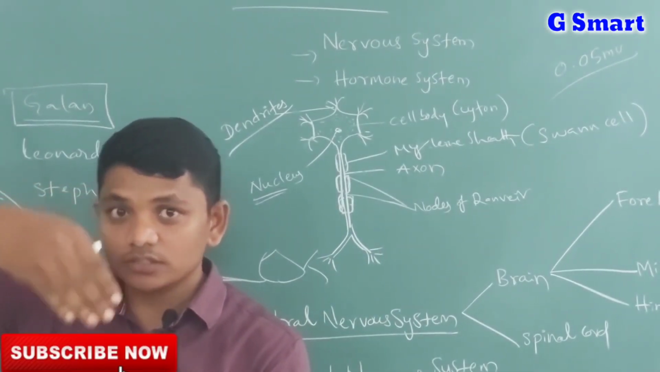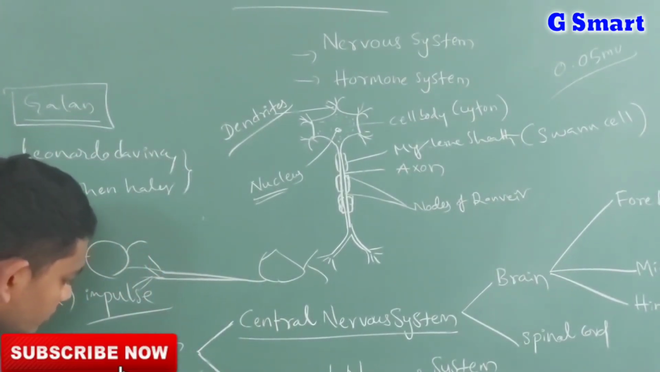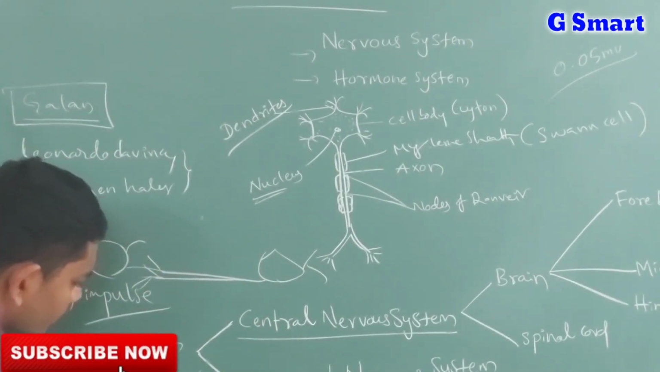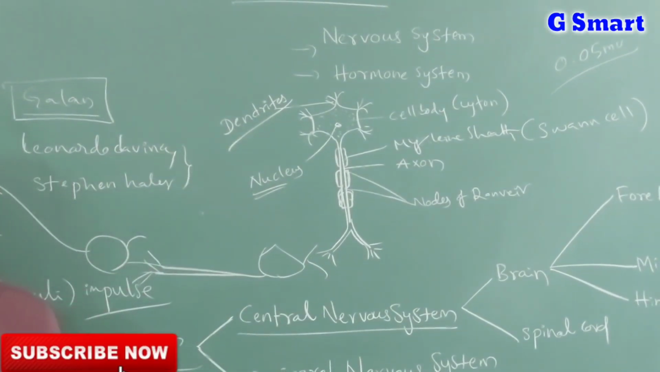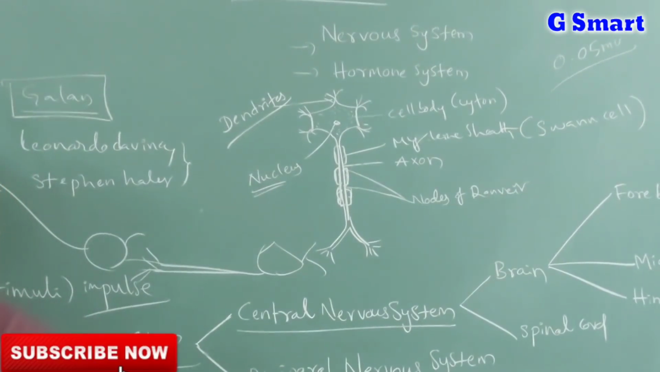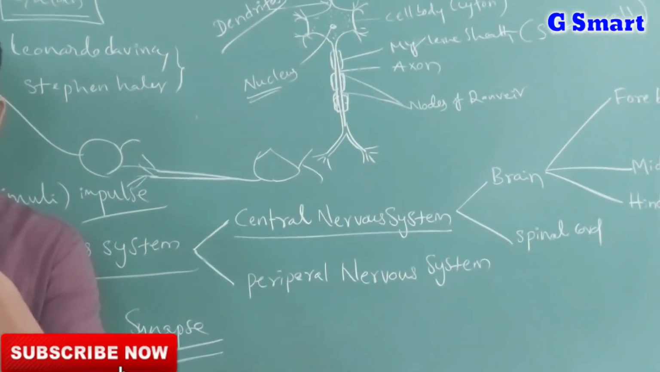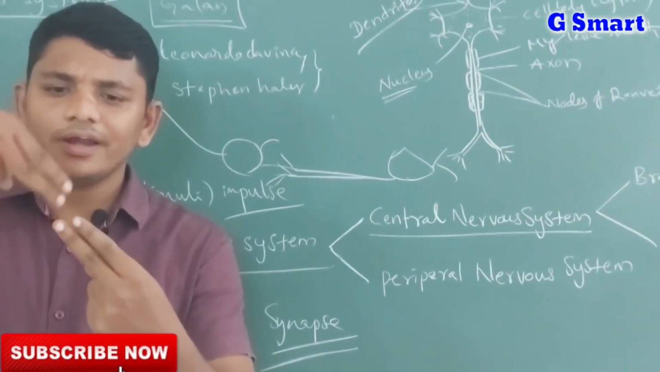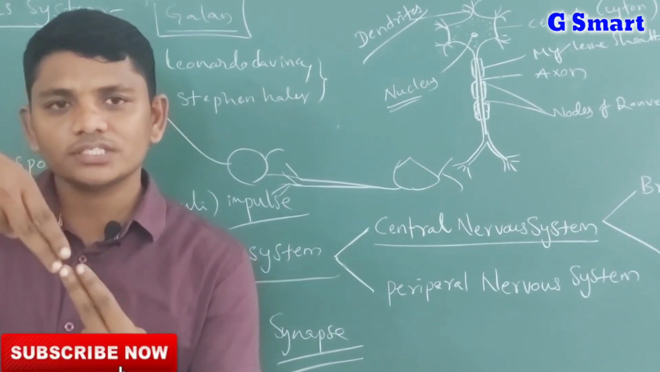the connections between the two nerve cells are called synapse. What is that? Synapse. This is an active area in between the two nerve cells. So, what is synapse? The reaction center for two nerve cells.